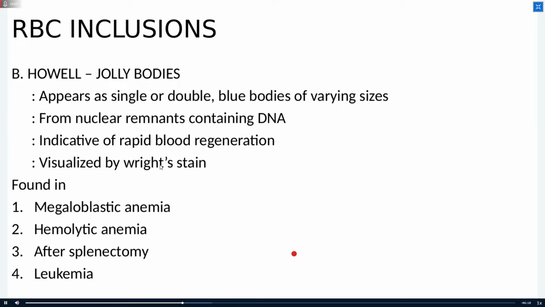Alright, another inclusion would be your Howell-Jolly bodies. Your Howell-Jolly bodies, class, would appear as single or double blue bodies of varying sizes. They are from the nuclear remnants containing DNA, indicative of rapid blood regeneration. Class, when does rapid blood regeneration occur?